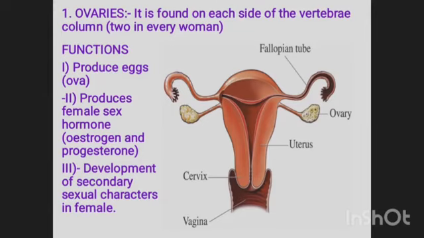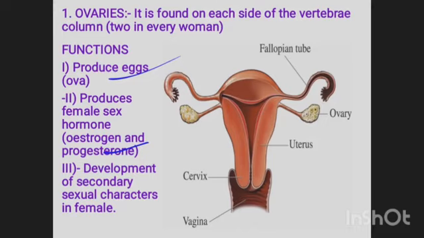Now, what's the function of the ovaries? Number one, it is a site for production of eggs or ova. It also produces the female sex hormones known as estrogen and progesterone. For the male, it's different. For the male, it is the testosterone. While for the female, it is the estrogen and the progesterone.